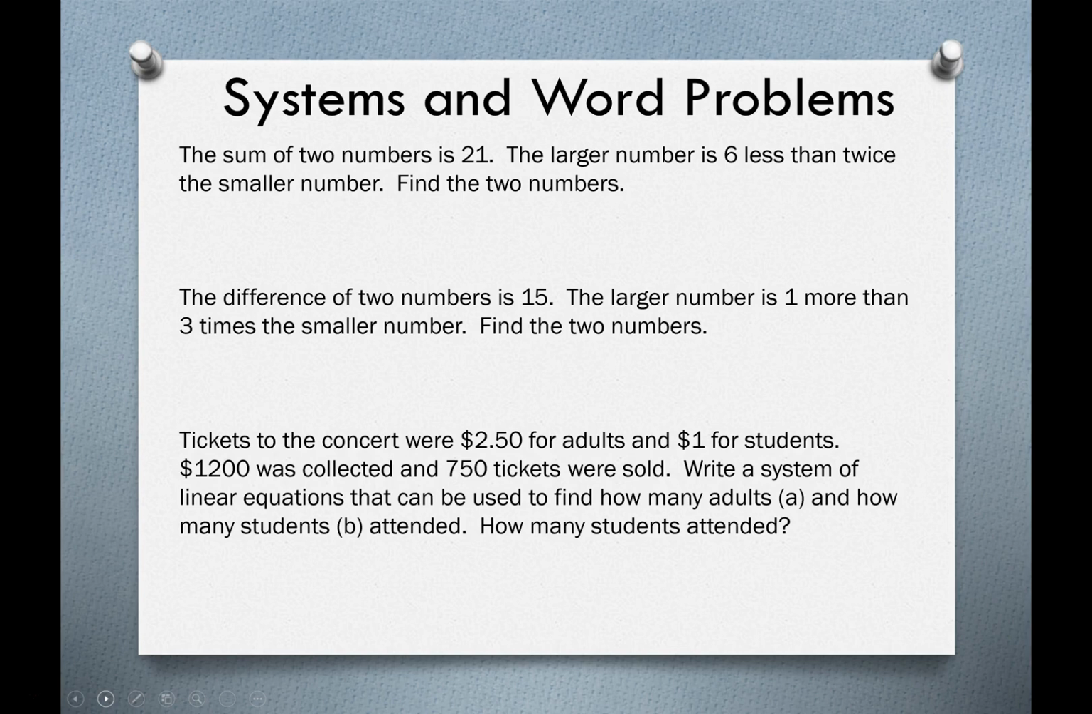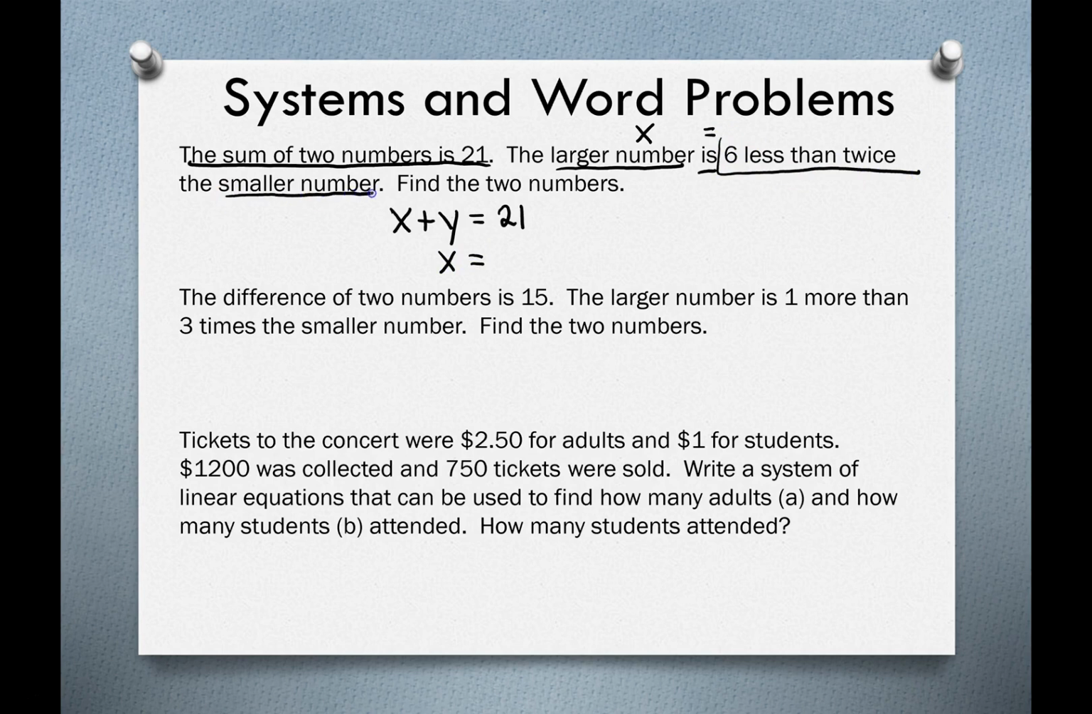The sum of two numbers is 21. How can I write that? I would write x plus y equals 21. The larger number, let's call it x, is the equal sign. So the larger number is 6 less than twice the small number. Okay, the small number we'll call y.